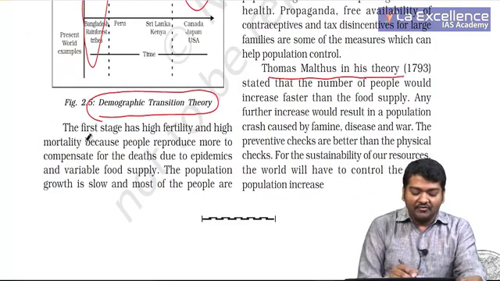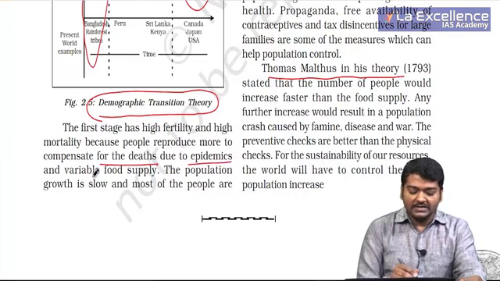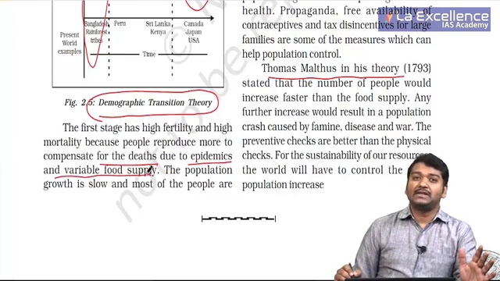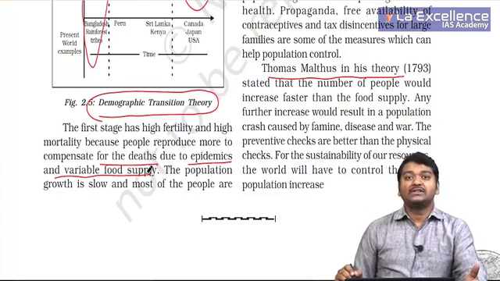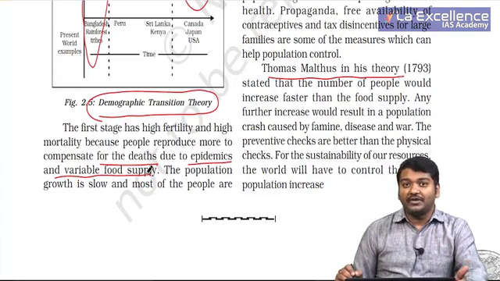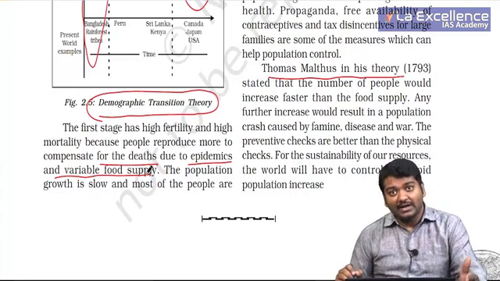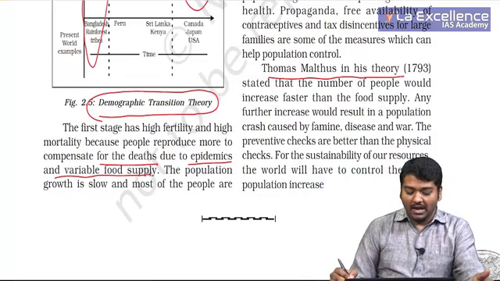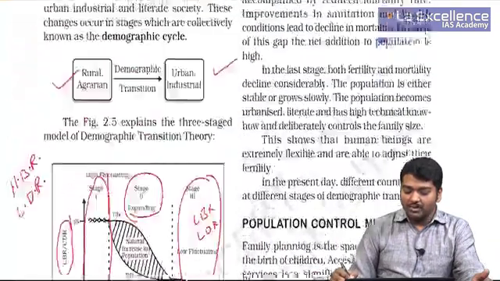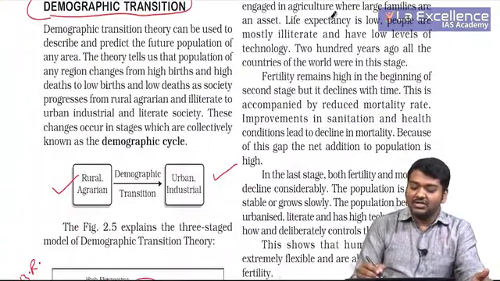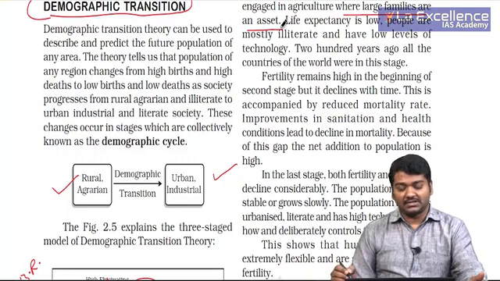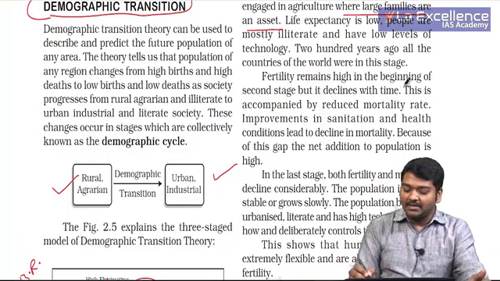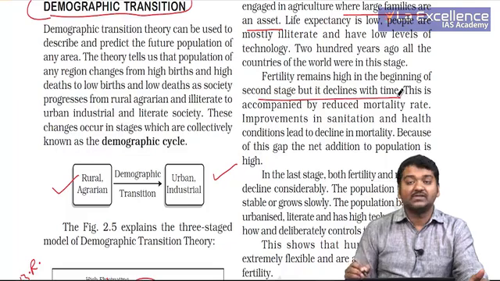What exactly is it? The first stage has high fertility and high mortality because people reproduce more to compensate for the deaths due to epidemics and variable food supply. Earlier you can see there were at least some 20 to 21 children, but once they grew to the age of 10 or 15, only some 5 to 6 were alive, others used to die. This is what they try to say. The population growth is slow and most of the people are engaged in agriculture, where large families are an asset, right? Fertility remains high in the beginning of the second stage, but it declines with time.